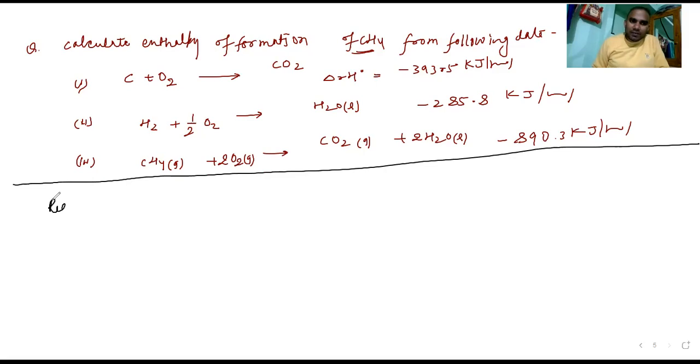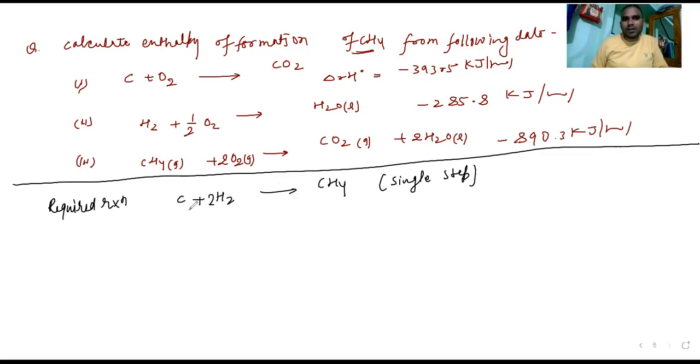First of all, we go for the required reaction. What can be the required reaction? The required reaction is C plus 2H2, which gives CH4. This is a single step, yes or no? With this single step, C plus 2H2 will give CH4, right?